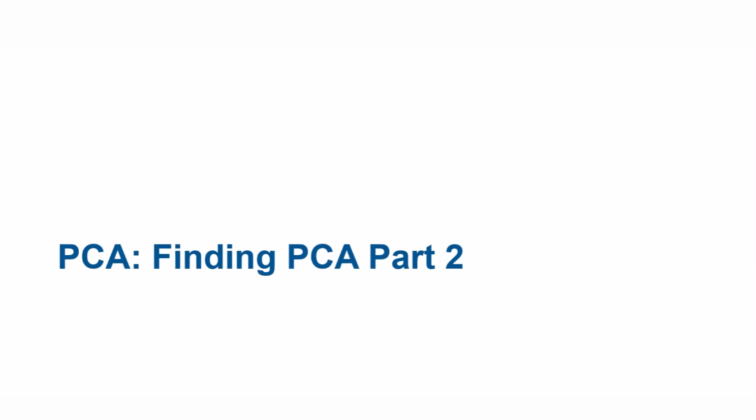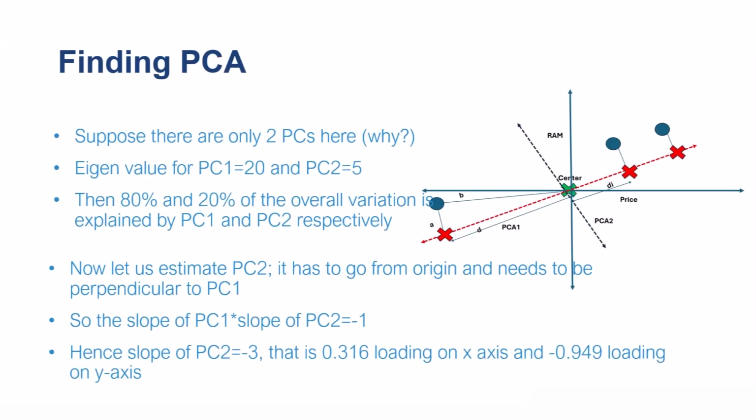In this video, we'll conclude our discussion of PCA extraction. Recall, in the previous video, we concluded our discussion with the help of eigenvalues. We said that we'll minimize these sum of square distances di, and we said that if there are, let's say, only two principal components, why? There are only 2 dimensions, RAM and price. Suppose there were more such dimensions, 3, 4, then accordingly the same number of principal components were there. Suppose 3 dimensions with brand also included, there will be 3 PCs. Now here we have only 2 dimensions, so we'll have 2 PCs.